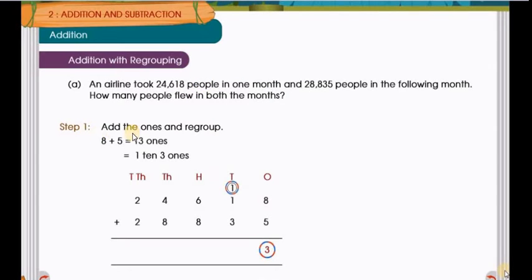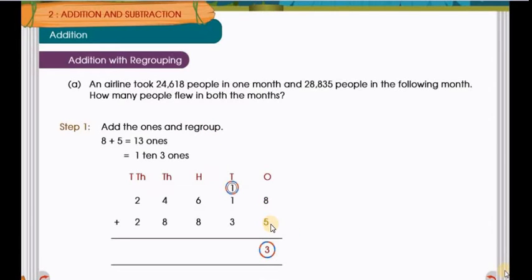So here step 1, add the ones and regroup. First we have to arrange these numbers. How? Ones, tens, hundreds, thousands, ten thousands. So here 24,618. Next 28,835. Arrange those numbers in ones, tens, hundreds, thousands, ten thousands. Here put the operation sign plus. Okay. Now we have to add the ones and regroup.